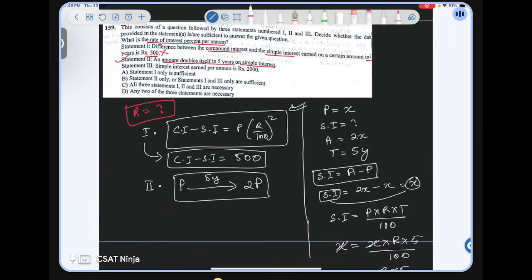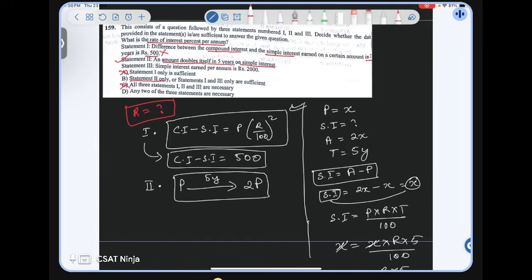Statement number 1 alone is sufficient. This is eliminated. Statement number 2 alone or statement number 1 and 3 only are sufficient. So which means this may be the answer. All the 3 statements are necessary. This one I can eliminate. Why? Because I don't need all the statements to get the rate of interest, because just by using statement number 2, I'm getting the answer. So that option is eliminated.